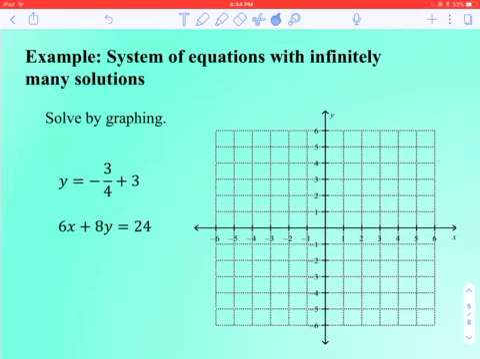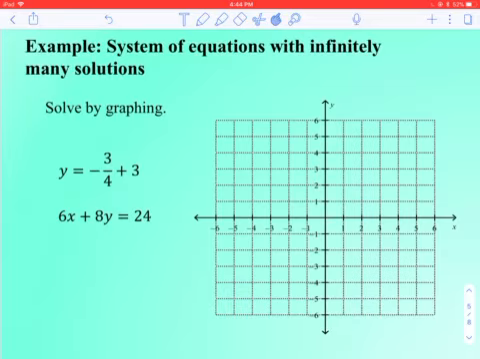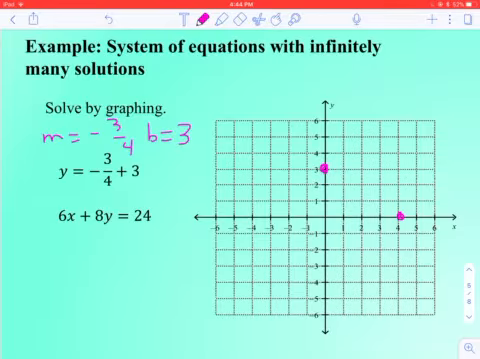On this next one, we're solving with infinitely many solutions. So on this one, we're going to graph the first one, and the slope is equal to negative 3/4. The y-intercept is 3. So I start at 3. My slope is negative 3/4. Go down 3, to the right 4. I'm also going to go up 3 and go backwards 4. And then draw my line.